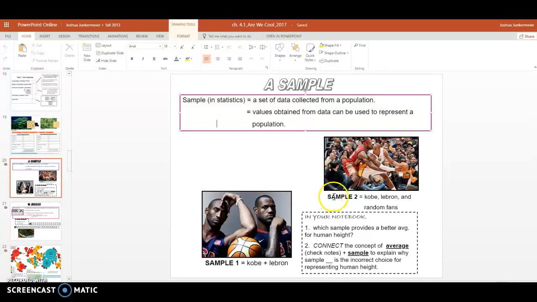And then sample 2 here is a little different. Sample 2 looked at Kobe, LeBron, and all the random fans. So our sample this time contains a lot more people, but not every single person in the world. It's just a sample of a group of people, including Kobe, LeBron, and random fans. Sample 2 is a lot bigger. You can see a lot more people are in this picture, right? So that's how big the sample is. And then sample 1 only had 2 people in it.